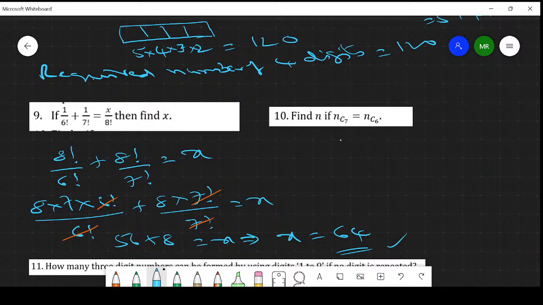Now this one. In the beginning we have done the problem nC7 equal to nC6. Again I am repeating, this model is important. What is the n value? 7 plus 6, that will be 13 is our answer. That's all. 10th problem, simple one.